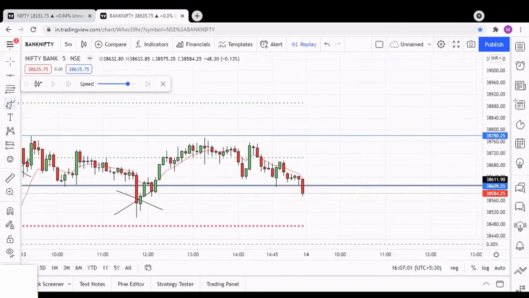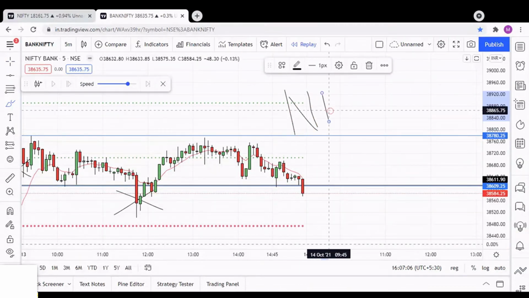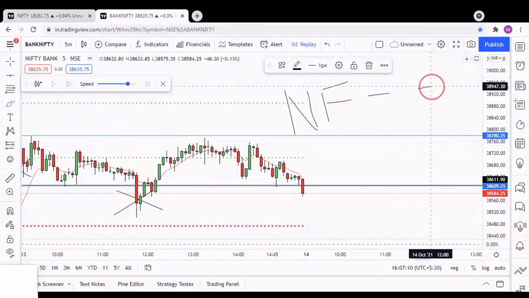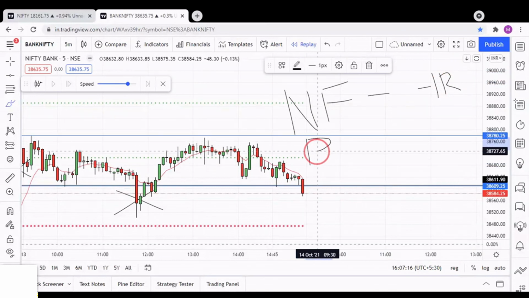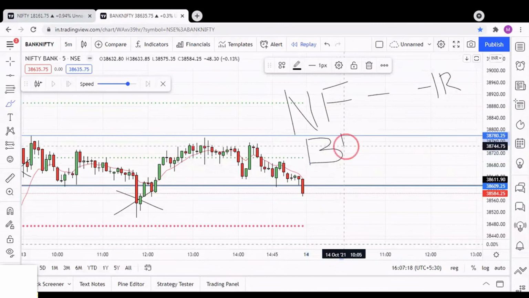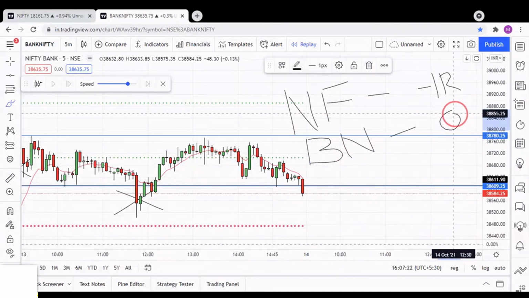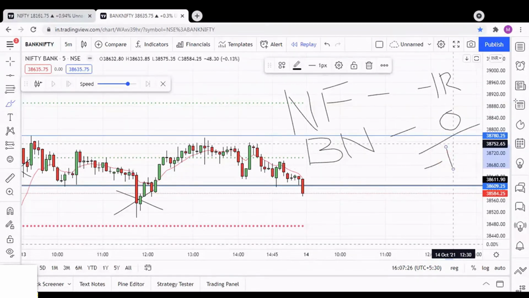So overall in Nifty, we made a loss of 1R, whereas in Bank Nifty there is no trade. So overall we had a loss of 1R.